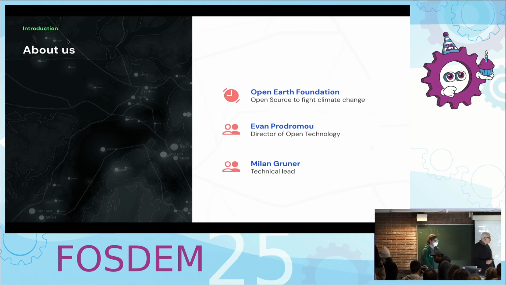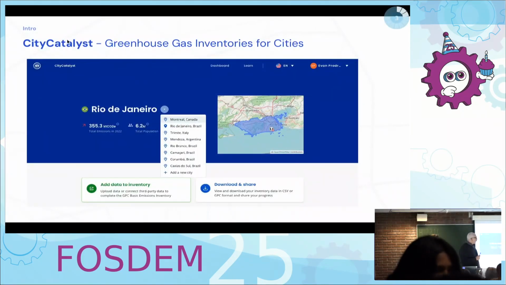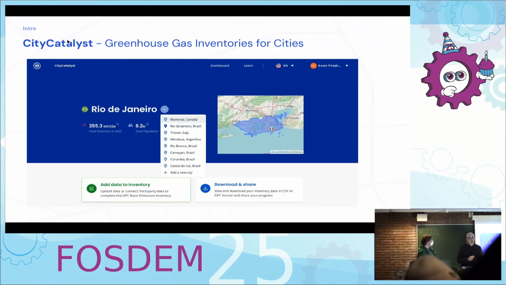Open Earth Foundation is a nonprofit established to make open source software to fight climate change. And we're here to talk about CityCatalyst, which is our flagship product for building greenhouse gas inventories for cities.